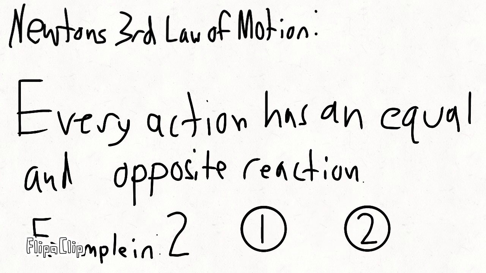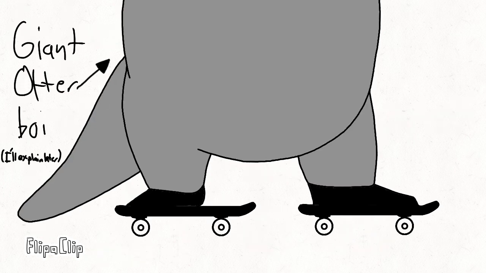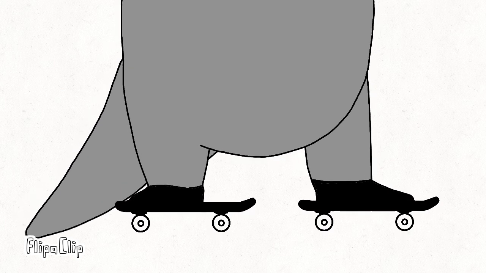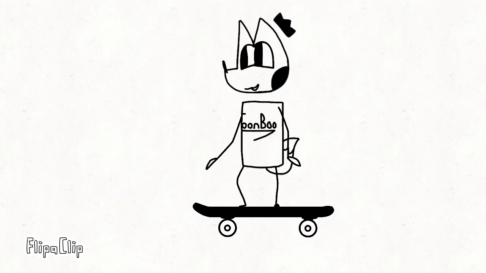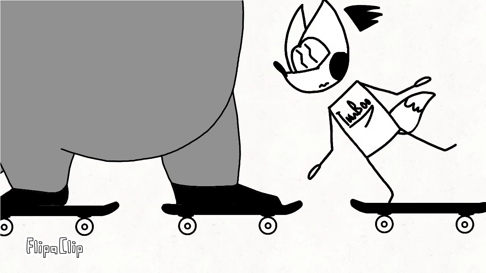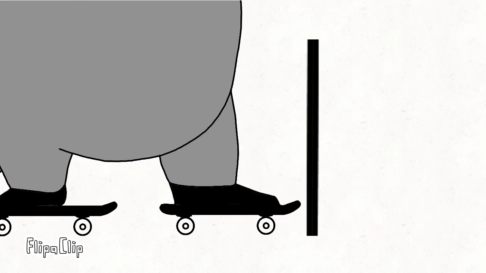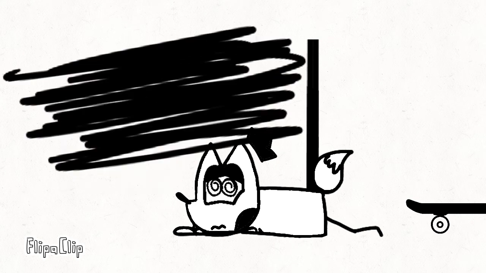The third and final law states that every action has an equal and opposite reaction. A heavier object is traveling towards a lighter object. They're both traveling at the exact same speed. When they run into each other, the heavier object barely moves back, while the lighter one is promptly thrown forward.